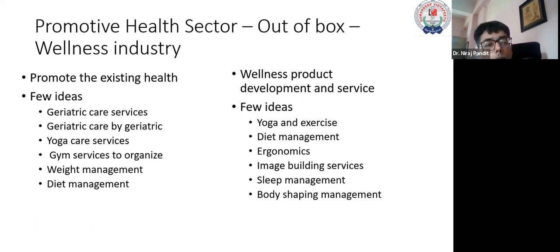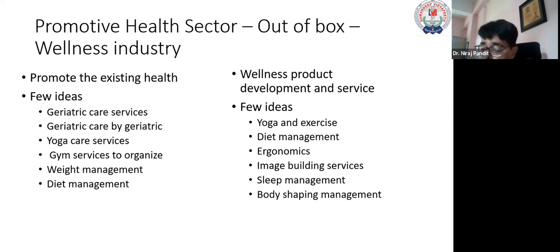We have to promote it, and keep in mind there are various concepts: geriatric care by geriatricians, then yoga care services. Now see the International Yoga Day by the government of India, and the whole scenario has changed. Lots of yoga teachers are available around you, and lots of yoga people are helping community people to engage in yoga. Consistency matters; yoga is not just exercise, it's a part of life. So that is also important.